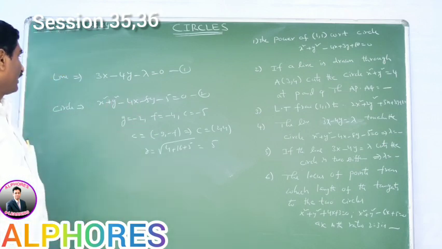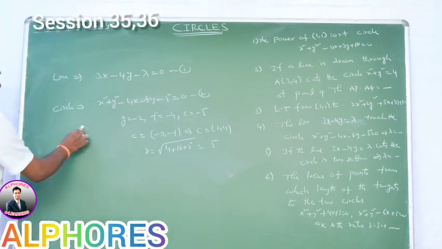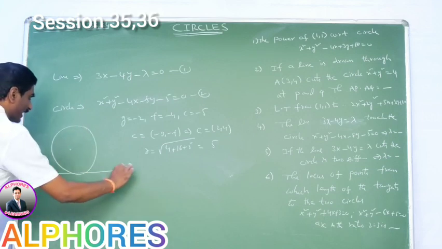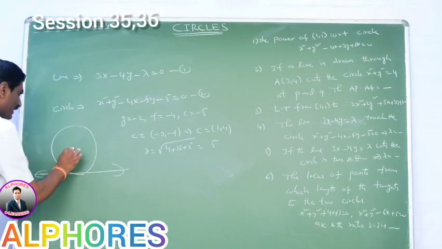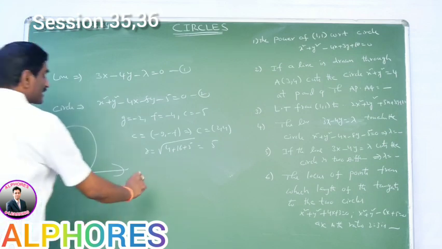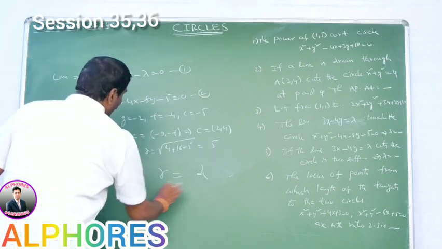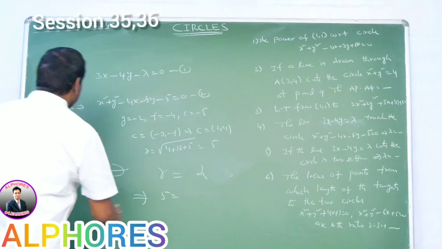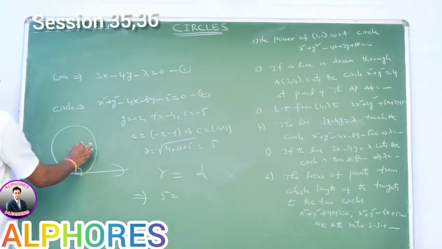But from the given, this line touches the circle. If the line touches the circle, what is the condition? It is a tangent. Tangent means r is equal to d. Radius is equal to the perpendicular distance from the center to the line. Since the line touches the circle, therefore r is equal to d. R is nothing but 5. D is the distance from the center of the circle (2, 4).